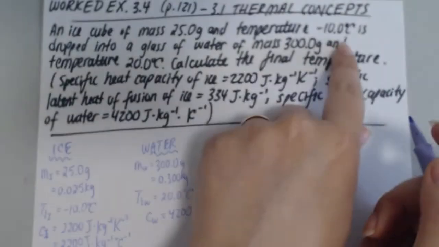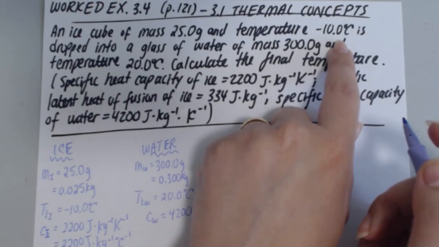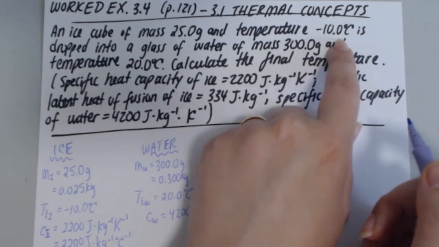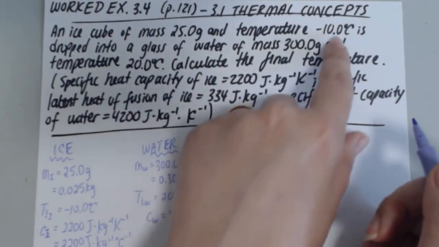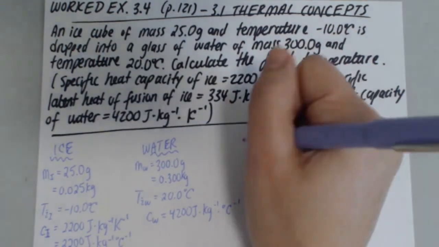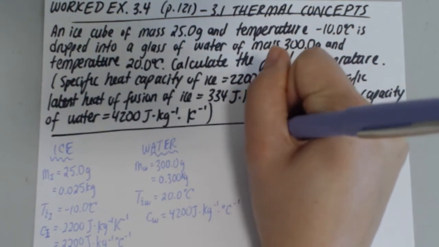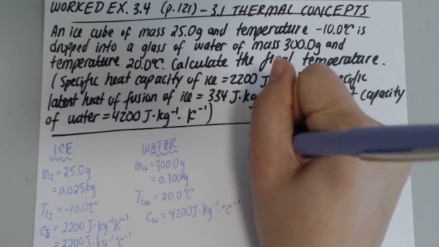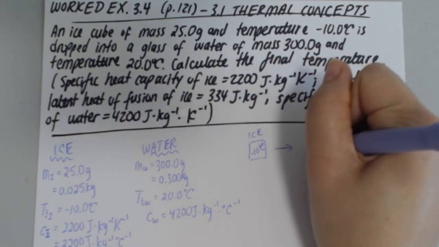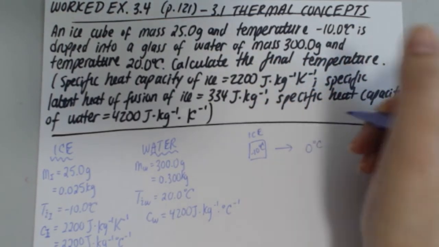Right now, the ice is at minus 10 degrees Celsius. So first things first, I mean, if you put the ice into water, it's going to start to melt, right? So that ice at minus 10 degrees Celsius, it's going to melt until it reaches 0 degrees Celsius, right?